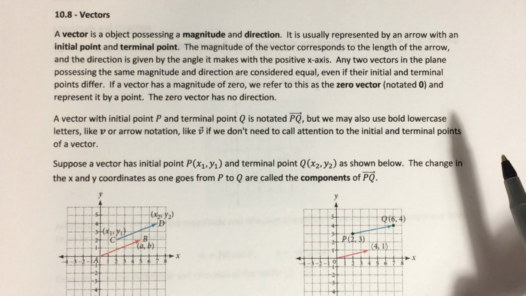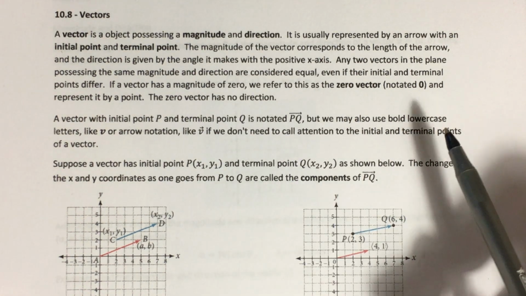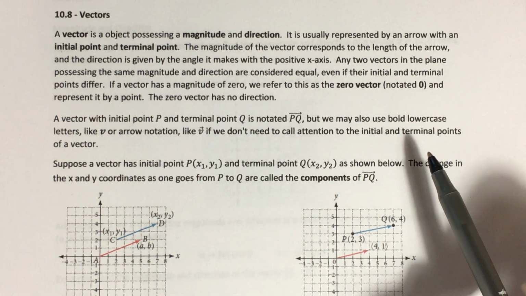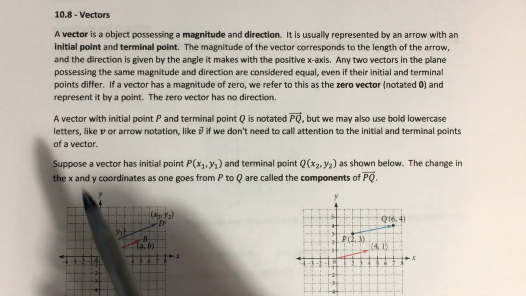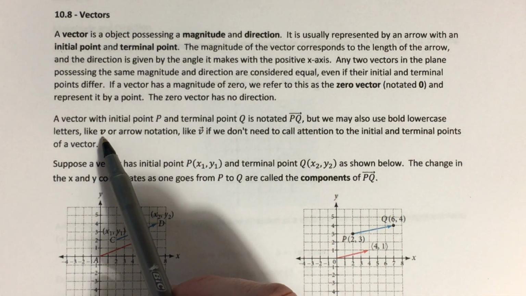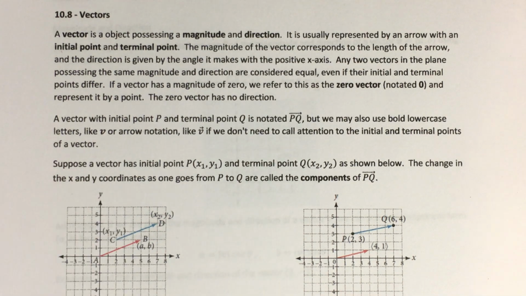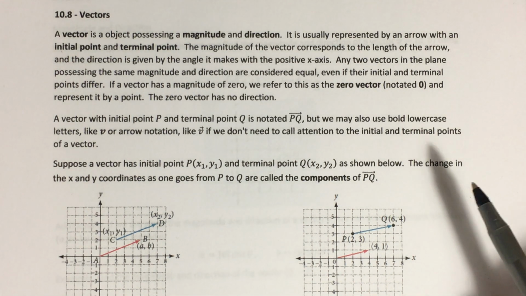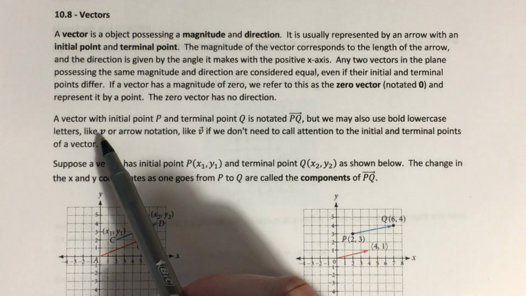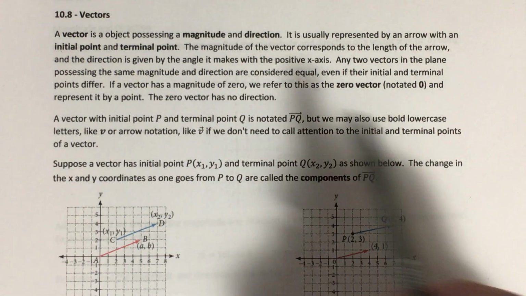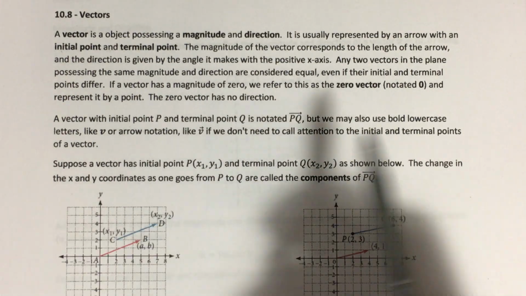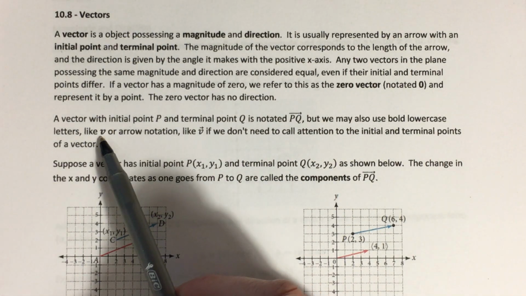Oftentimes we don't need to know what the initial and terminal points of a vector are, and in those cases you'll see more often we're using a bold notation. So I oftentimes use letters like u and v and w, things close to the end of the alphabet, lowercase letters when I'm talking about vectors. If you're using something that's been typed out like this page, then you can put that in bold.